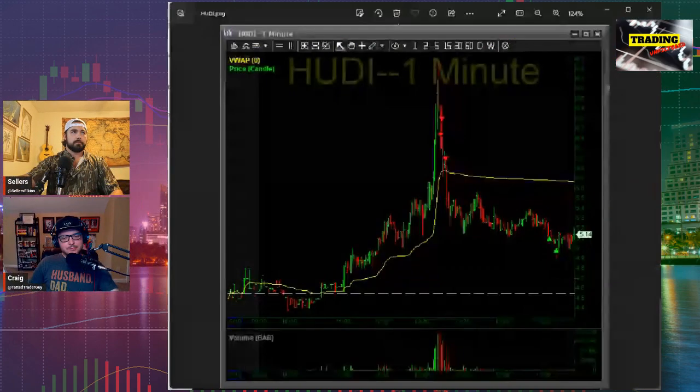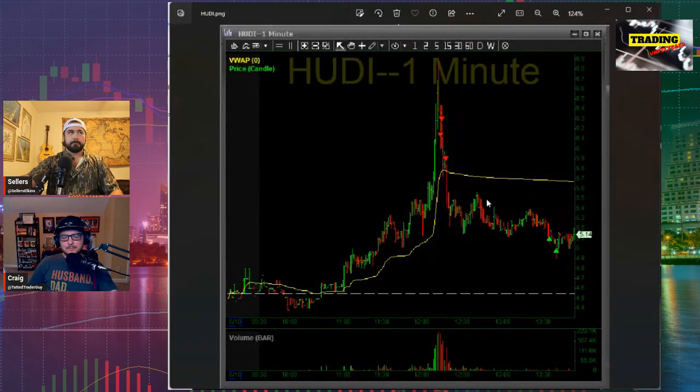I'll give a couple examples here. For the first one, can I ask you for your first example? Can you show a picture perfect parabolic setup? Let's see here. For me, I'm going to say it'd have to be this Hoodie trade. What do you think? That's a good one. And this was an outlier move.